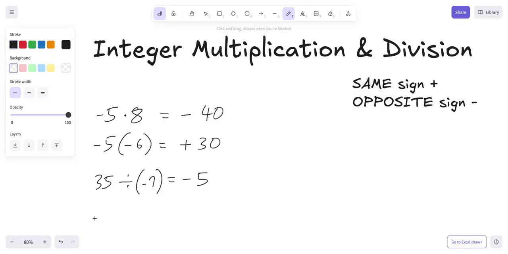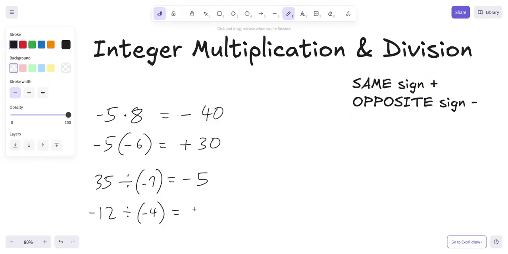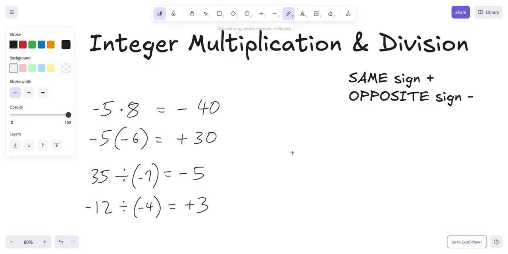And one more. Negative 12 divided by negative 4. I have a negative number and another negative number, so my signs are the same. If they're the same, my answer is positive. Right, negative divided by negative, the negatives cancel out, so my answer is positive. 12 divided by 4 is 3. Hopefully that's pretty simple.